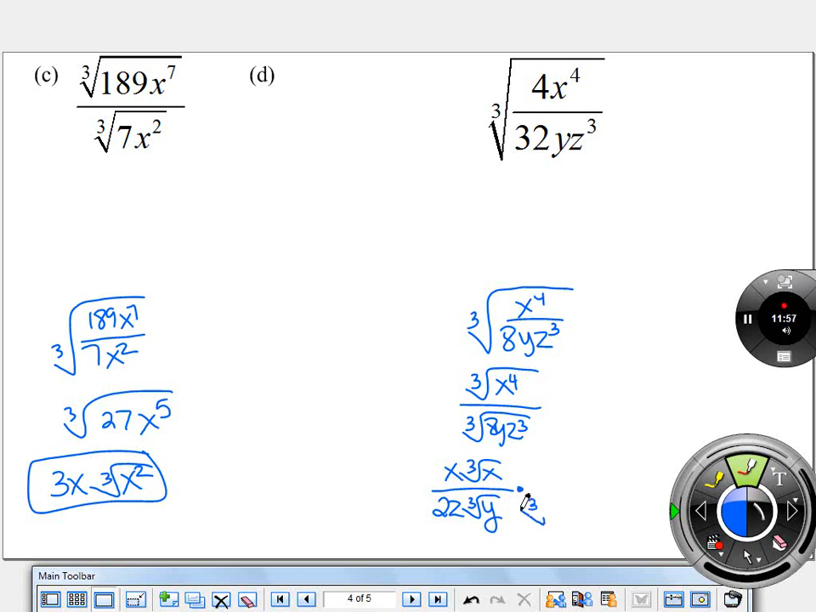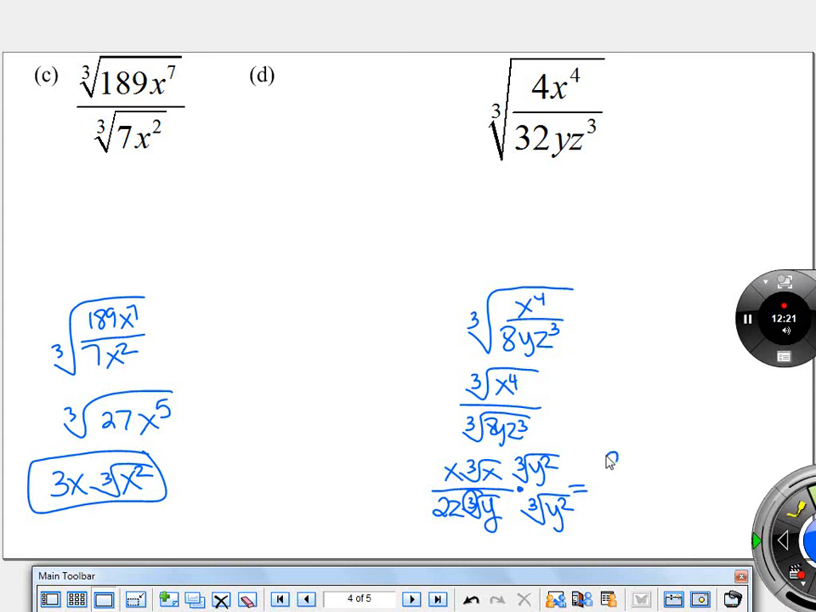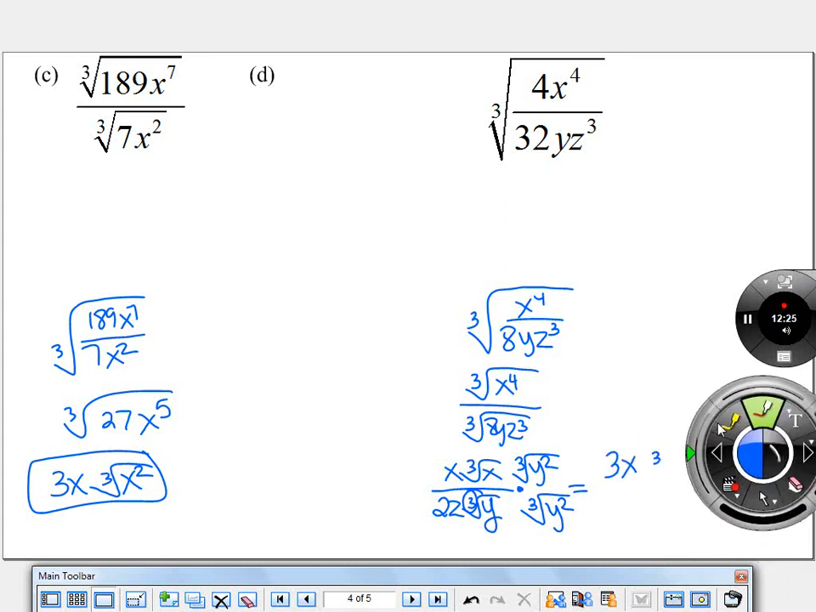Now in this case, I need to multiply by the cube root of y squared. Because remember, this is not like square roots that you learned in algebra and you're like, oh, I just multiply it by the same thing. You need to make a perfect cube. So 3 factors of y. I only had 1 factor. I had to multiply by 2 more, and whatever I multiply by in the denominator, I need to do the same in the numerator. Okay? So I'm going to end up with 3x. Oh, sorry. Not 3x, just x.